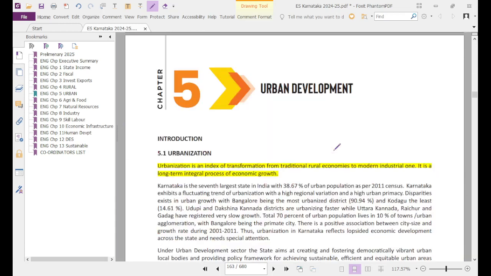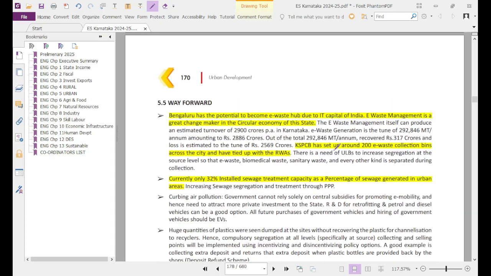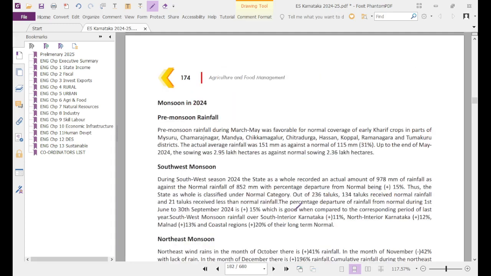Anyway, urban development, this is being talked about in this chapter. Quickly go through. There are some highlights: Bangalore has the potential to become an e-waste hub because of being the IT capital of India, and managing this is a great economic opportunity also. The Karnataka State Pollution Control Board has established around 200 e-waste collection places, yet a lot of effort has to be done in that direction. That is being talked about.